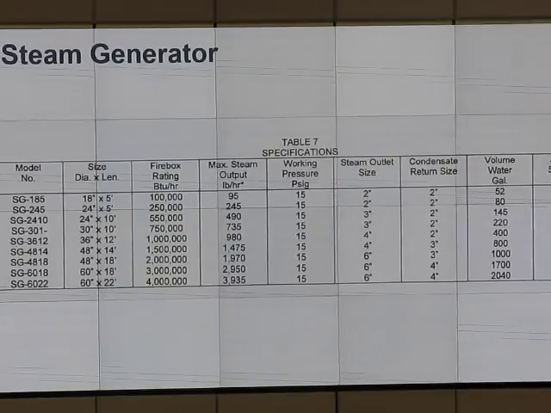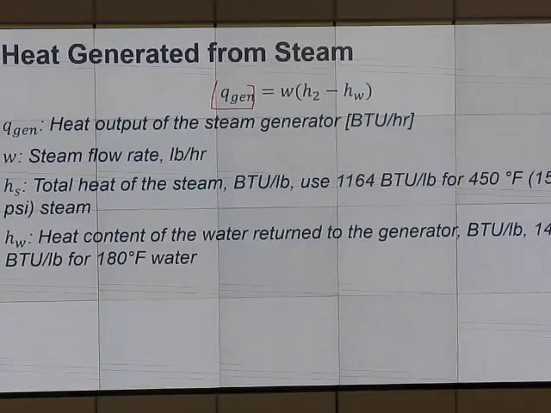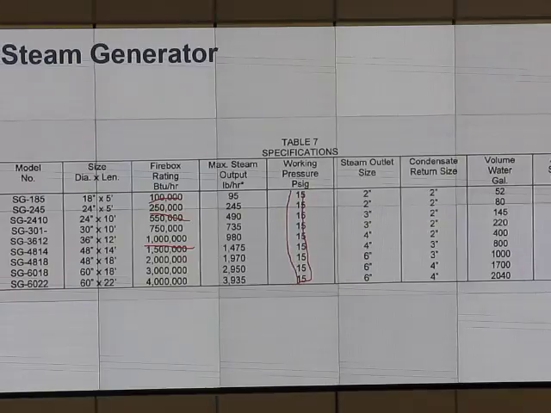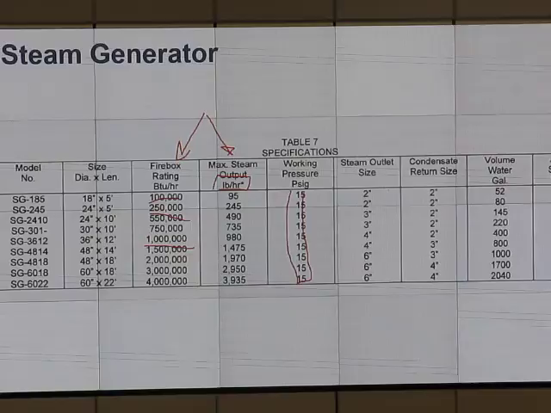This part is a steam generator table, with firebox ratings. You have several firebox ratings, in BTU per hour. And we have working pressure. Look at this, most of the time it's just 50 psig. And then the maximum output steam, how many pounds per hour. When you select it, you will select it based on those. More information is in the syllabus textbook; we just briefly go over it.